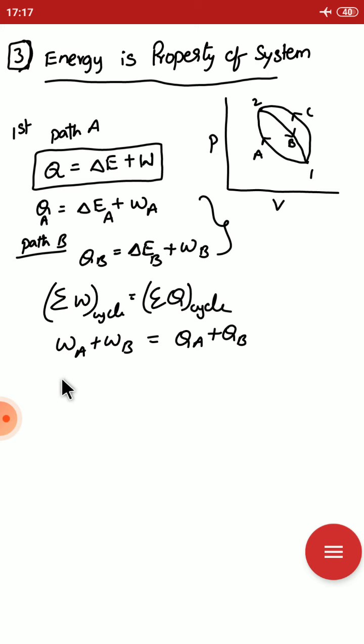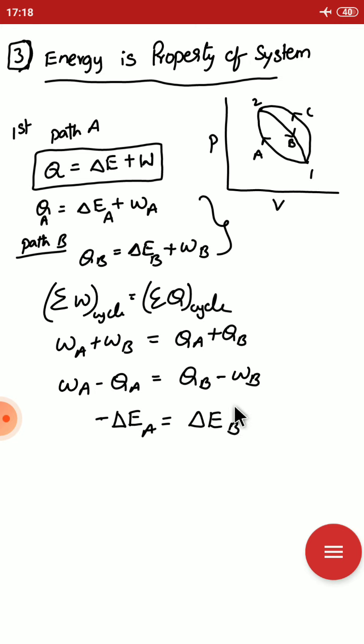Now I am writing here WA, with simple mathematics, just changing B. From this we can write this as W1 minus A. This is equation 1.